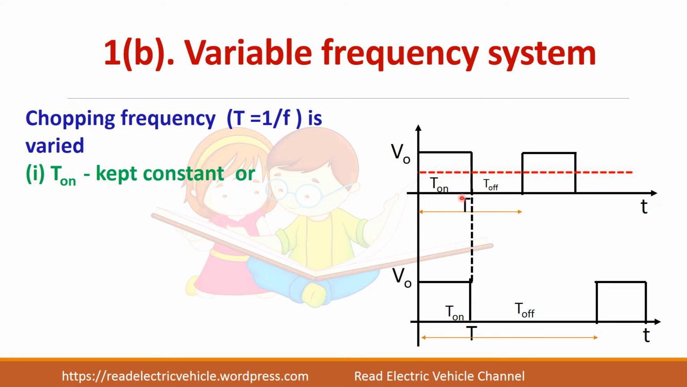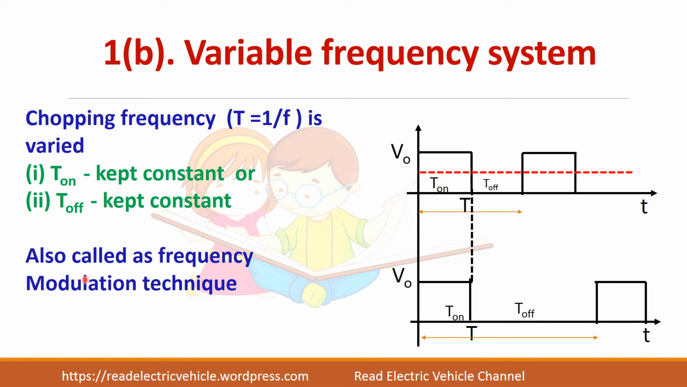There are two options. Either you can keep T on constant and vary T off, or you can keep the T off period the same and vary the T on period. So two options are there. In both cases the total time period will change. This method is called the frequency modulation technique, because we are changing the frequency. But there are some drawbacks in this method, because as you change the frequency every time, you have to change the filter. So filter design will be difficult in a variable frequency system.